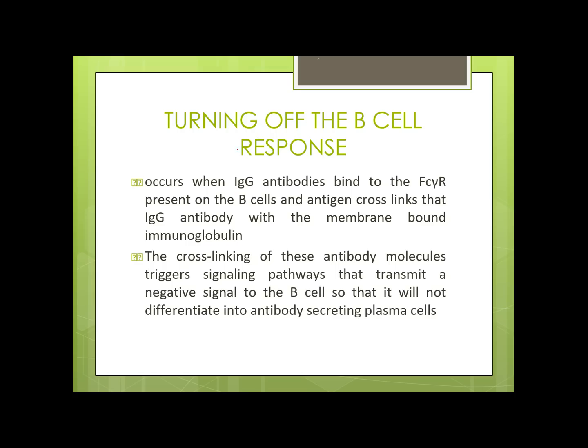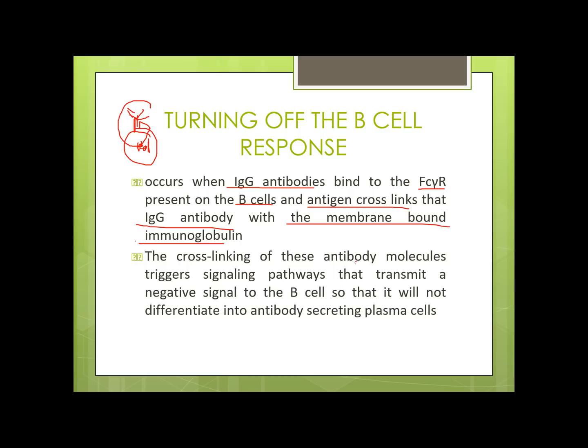Now, how do you turn off the B cell response, or how do you stop it? So this would occur class when IgG antibodies bind to the Fc gamma receptor present on the B cells and antigen crosslinks that IgG antibody with the membrane-bound immunoglobulin. So ganito yung class. Kunwari ito yung B cell nyo. Yung B cell nyo class would have the Fc gamma receptor. So kunwari ito yung Fc gamma receptor. Now what happens is that when yung IgG mo mag-attach na dyan, it would now form crosslinks that would bind to the membrane immunoglobulin. So, nakabound na yan dyan.